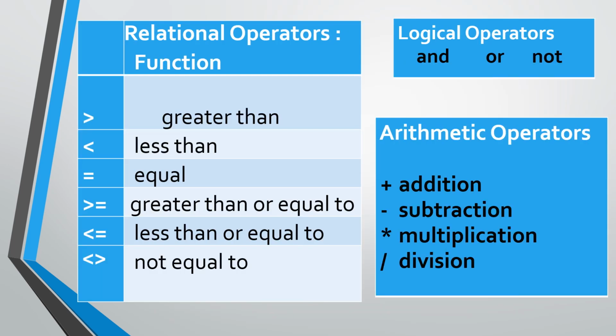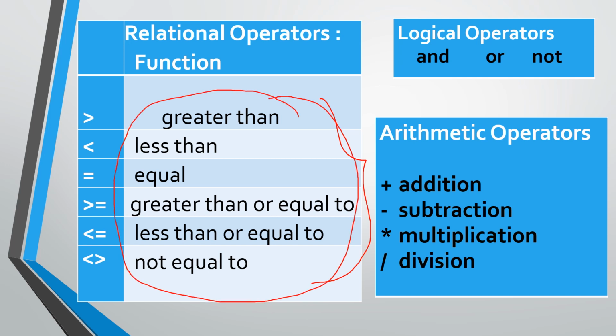Again, for the input statement, we make use of read, and for the output statement, we make use of print. Okay? We also make use of relational operators. Instead of using these words, we could make use of these symbols. If you want to refer to greater than, make use of the symbol greater than. If you want to refer to less than, make use of the symbol less than, and so on and so forth.